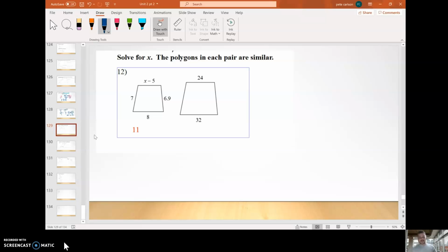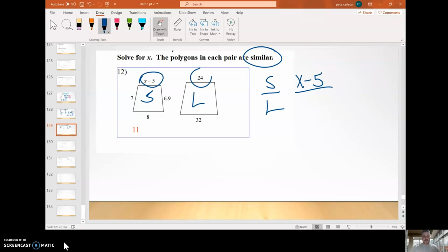Now, these polygons are similar because they tell us they're similar in the directions. If shapes are similar, all you have to do is compare their corresponding sides in a proportion. So we have our small polygon and our large polygon. I'm going to compare small to large. In the small, on the top we have x minus 5. In the large, we have 24 on top. Now, we know that this is 7, this is 6.9, but we don't know the sides of this, so we're not going to use the sides at all.